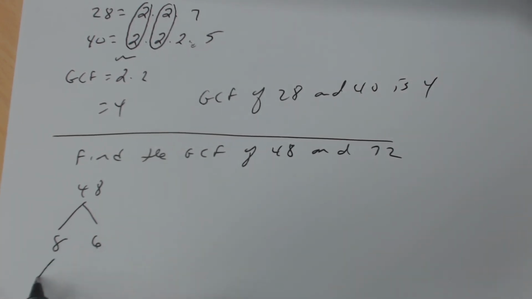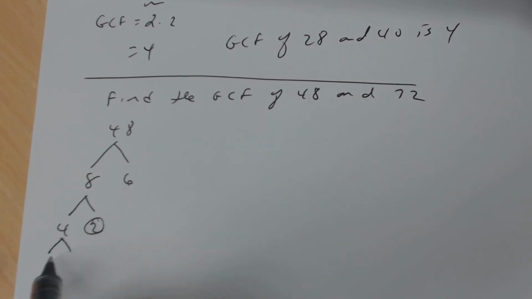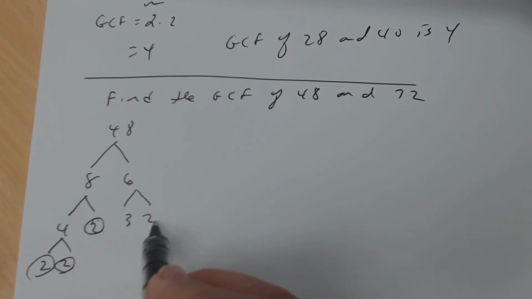These are both composites. I can go further. 8 is 4 times 2. This 2 is prime, so I'm going to circle it. 4 is 2 times 2. So that takes care of that one. 6 here is 3 times 2.